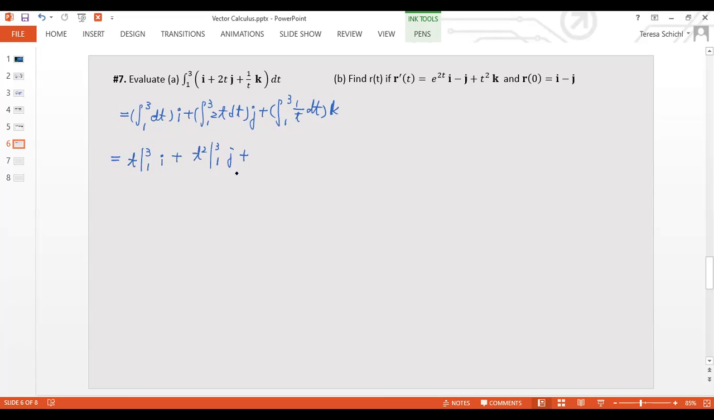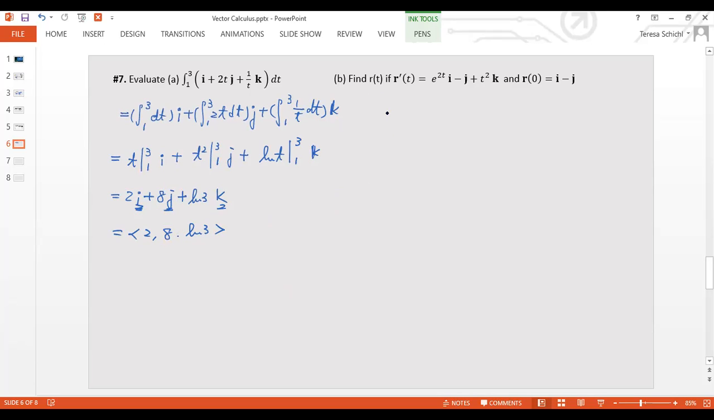And what is this one here? This is the natural log of t, you integrate from 1 to 3. This is your k component. So your final answer here will be 2i plus 8j plus natural log 3 k. Okay, so that will be my integration here. So it will be a vector value, 2, 8, and natural log 3.